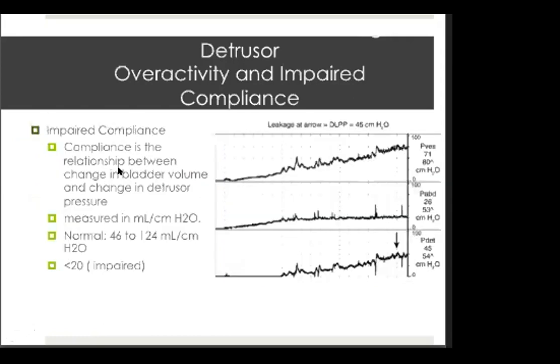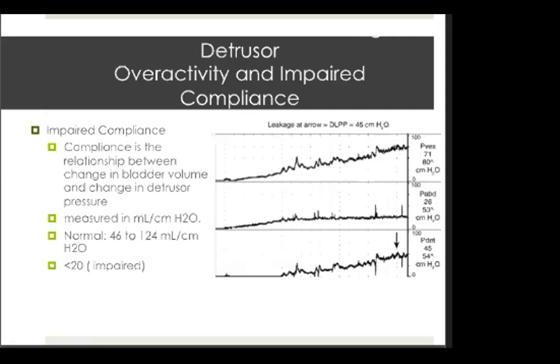So, impaired compliance. Compliance is the relationship between the change in bladder volume and change in the detrusor pressure. It is measured in ml per centimeters water. The normal is 46 to 124 ml per centimeters water. If it is below 20, ibig sabihin impaired compliance siya or non-compliant bladder.